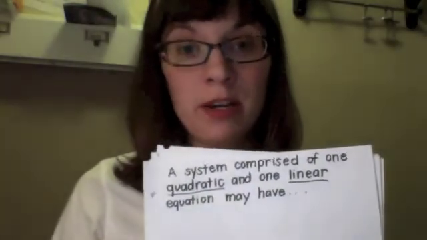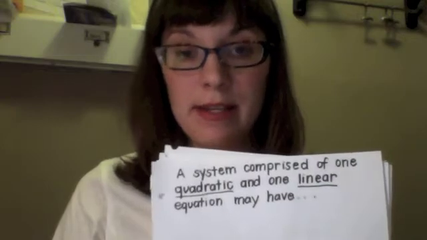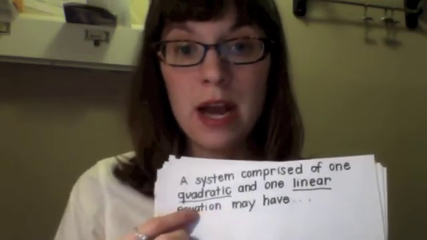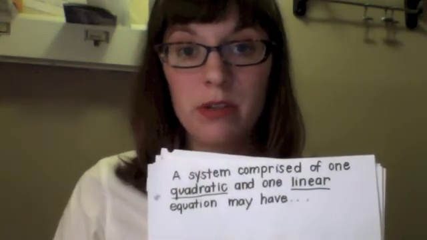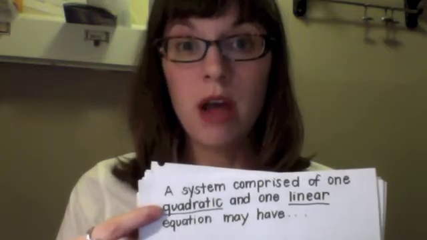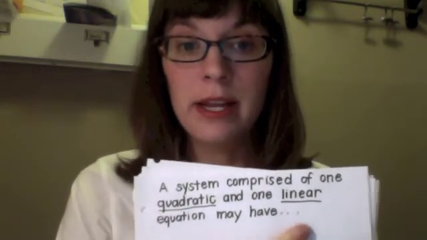In this particular lesson, we're going to be talking about a system comprised of, which means made up of, one quadratic and one linear equation. Again, you'll remember quadratic is degree 2, x to the power of 2, and linear is degree 1.